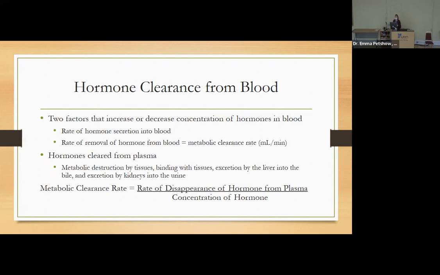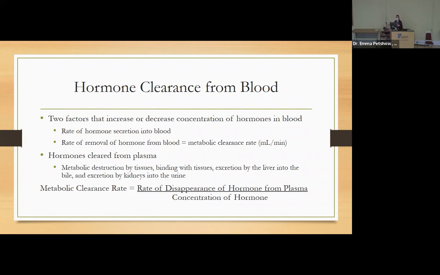There are two major factors that you want to remember that increase or decrease the concentration of a hormone in the blood. The rate of hormone secretion into the blood, so how fast is it getting there from that vesicle or from the cell, and then the rate of removal. Well, that makes sense, and that's your metabolic clearance rate. Your metabolic clearance rate is your rate of disappearance of hormone from plasma and your concentration of the hormone as a whole.